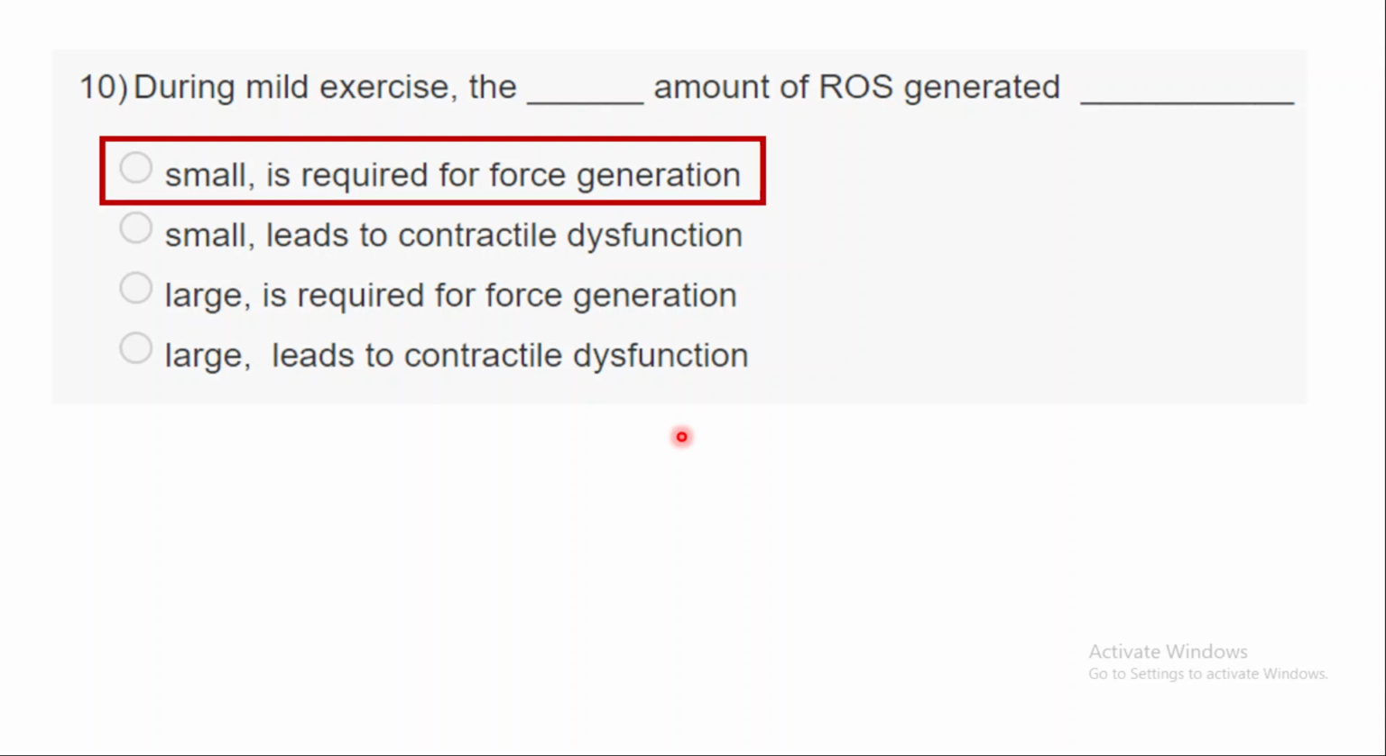Option A is the correct answer. So Neerav, Soumyadeep, and Roshan, you are all correct. During mild exercise, small amount of ROS is generated, which is required for force generation. That's why doing mild, regular exercise is always recommended, but not strenuous exercise. Only athletes, bodybuilders and other sports persons do strenuous exercise, which can lead to high amount of ROS production.